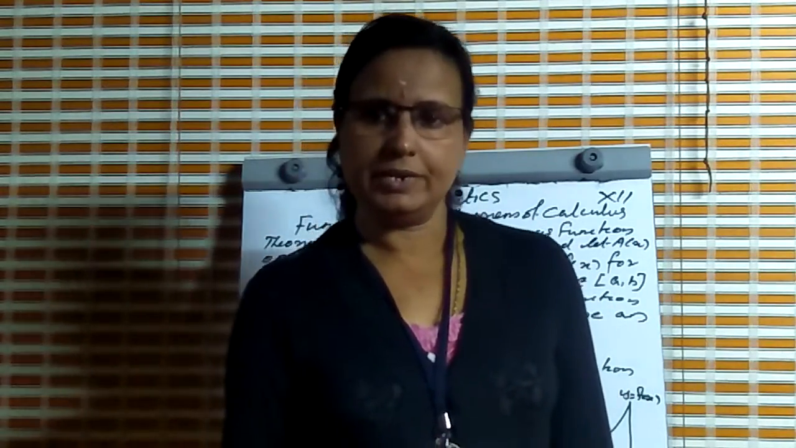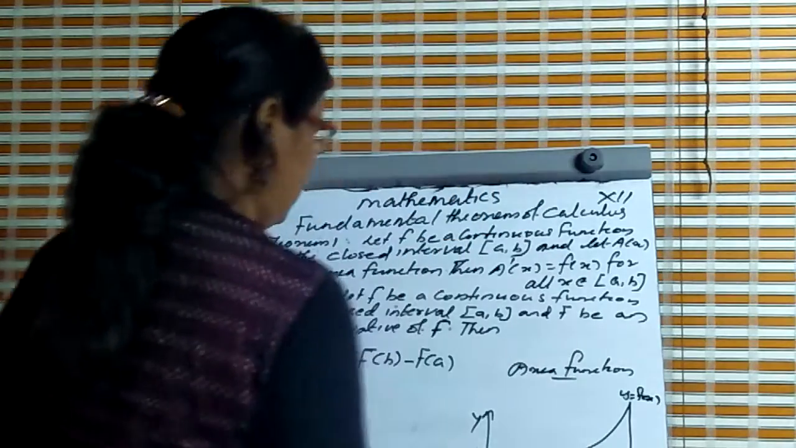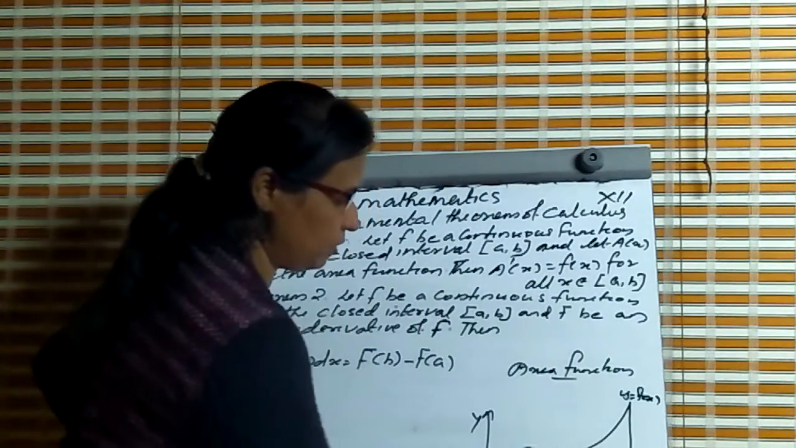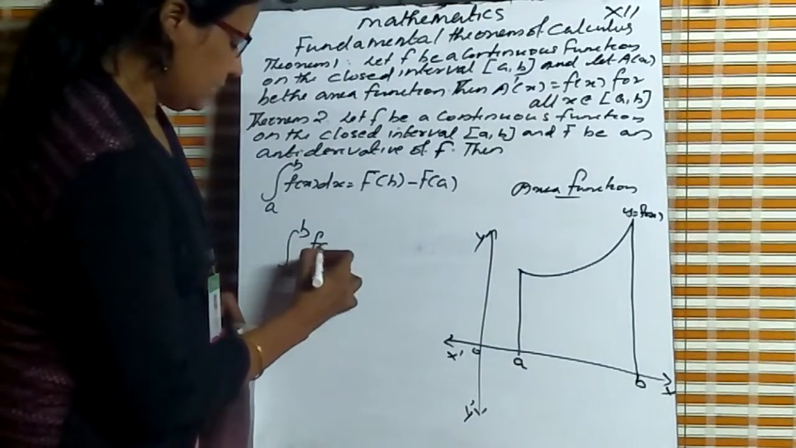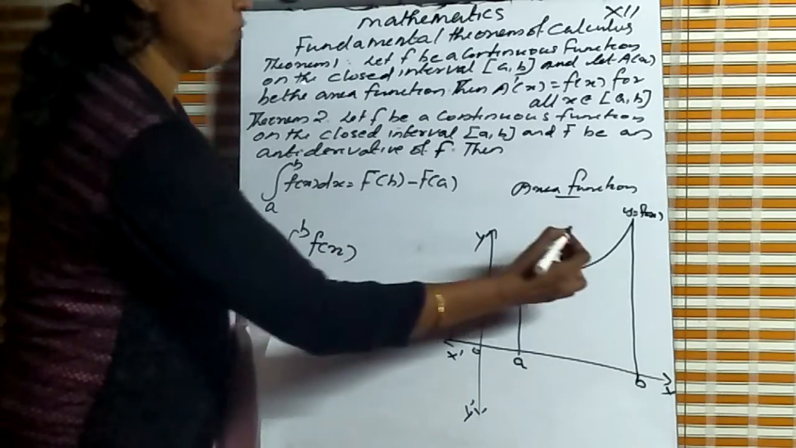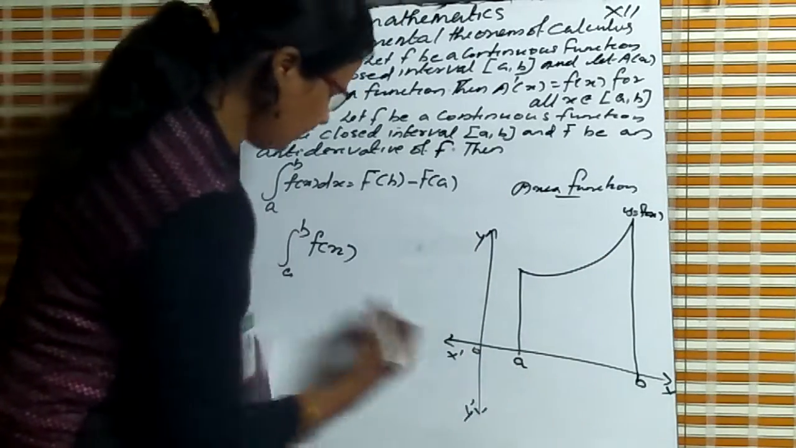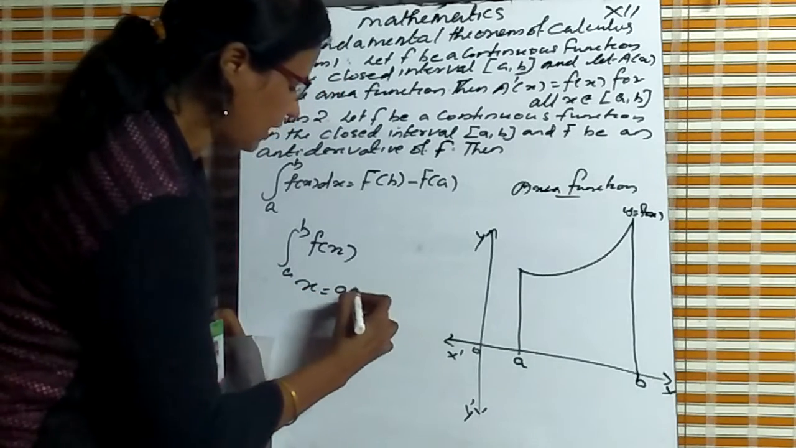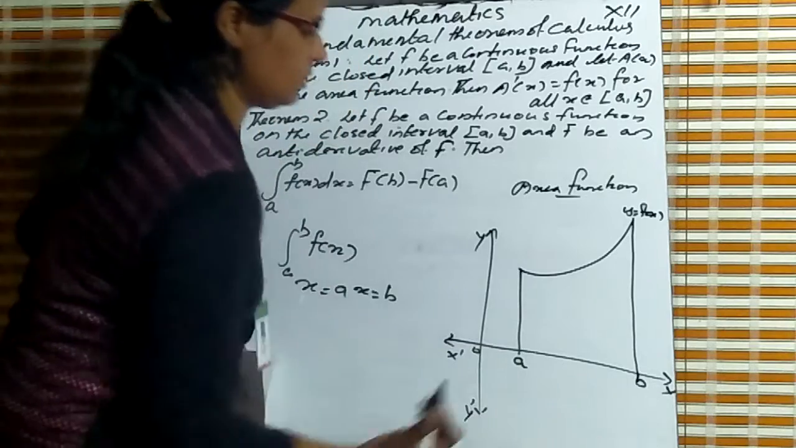We have defined the integral from a to b of f(x) dx as the area of the curve bounded by the region. Let y equal f(x) be the curve, and the integral from a to b of f(x) dx is the area of the curve bounded by the region. Here its ordinates are x equals a and x equals b, and the x-axis.